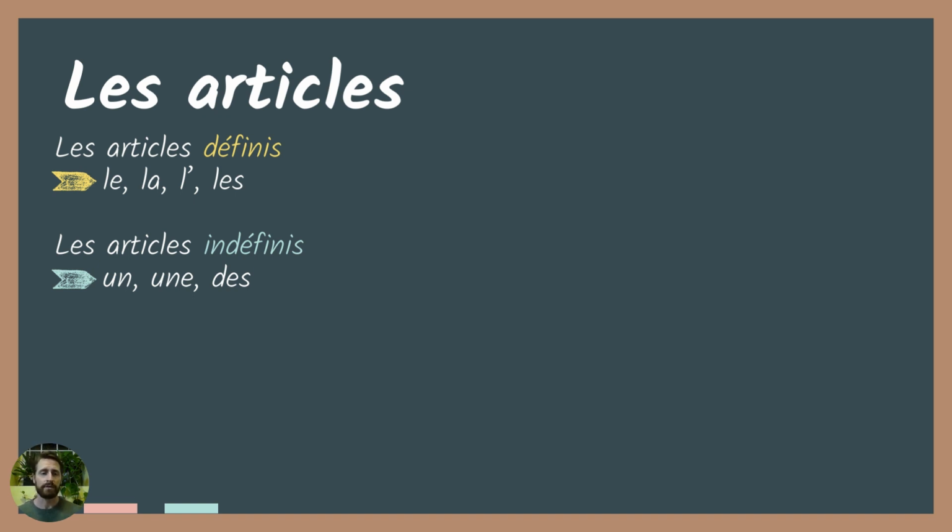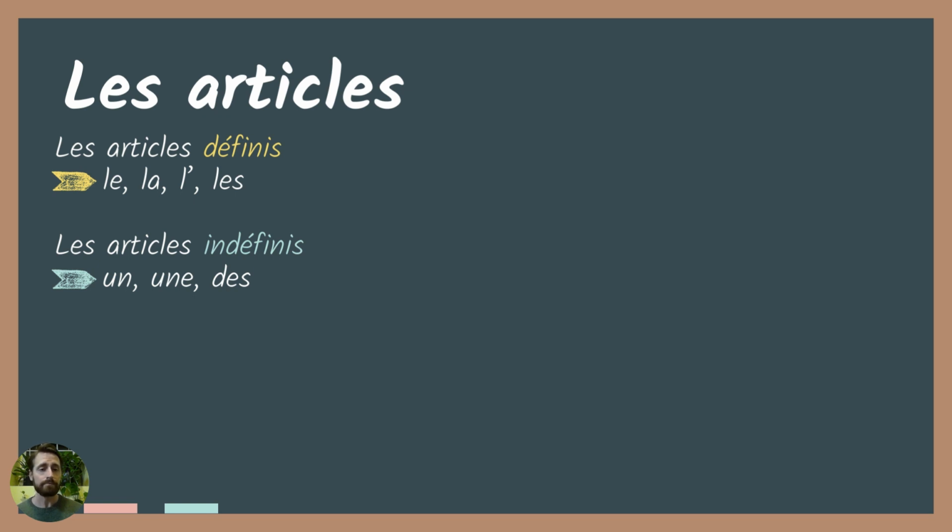So here we'll start with les articles définis. This corresponds to definite articles. And in English, we only have one. It's the. But in French, there are four options. We have le, la, l'apostrophe, and les. So be careful with the pronunciation of these. We have le, la, l'apostrophe kind of blends into the word, and I'll show you some examples of that. But then we have les.